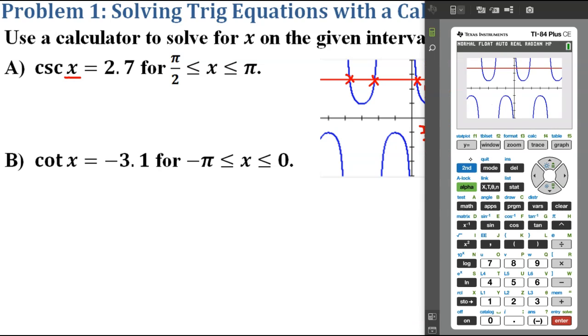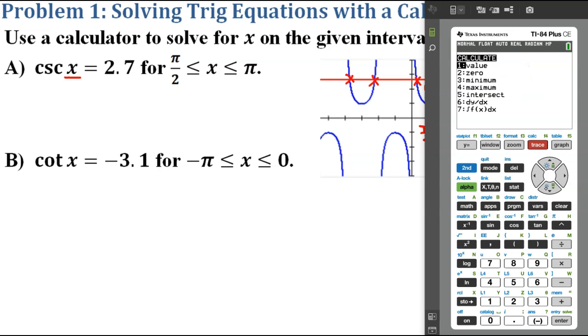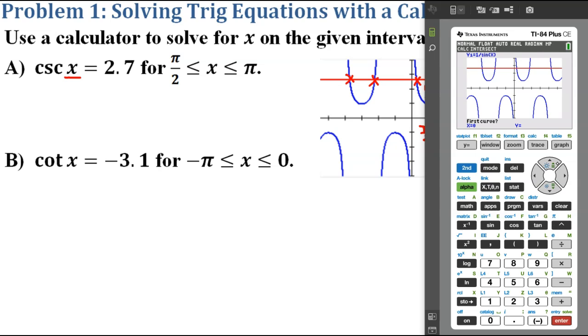Reminder how to find intersections. We'll go second, above trace is calc. We want to find where these graphs intersect, so we'll say option 5. Let's scroll to the right so I can find my cursor. Okay, first curve looks like I'm on the cosecant curve, we'll say enter. Second curve looks like we're on the red curve, we'll say enter. And then for the guess, I just need to make sure I'm as close as I can be to the solution I'm looking for. Like we said, we want that second positive one, so we'll say enter.